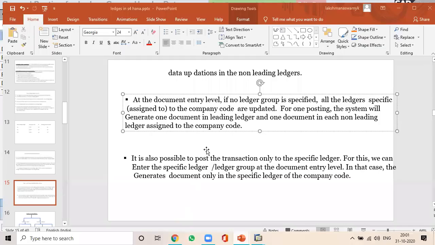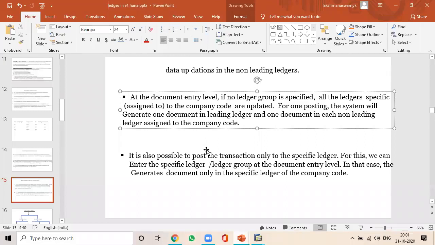Because in S/4HANA, this ledger concept is very crucial, right? For one posting, the system will generate one document in the leading ledger and one document in each non-leading ledger assigned to the company code. Suppose you have posted one document, right?